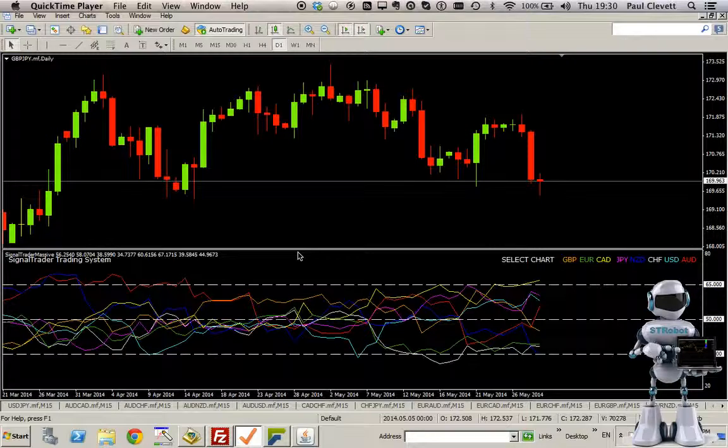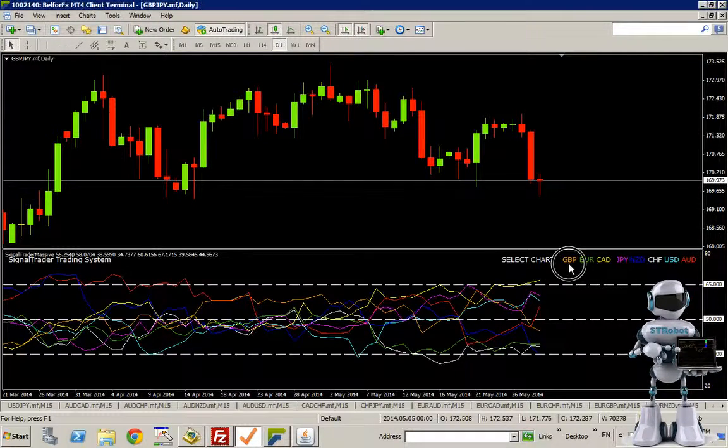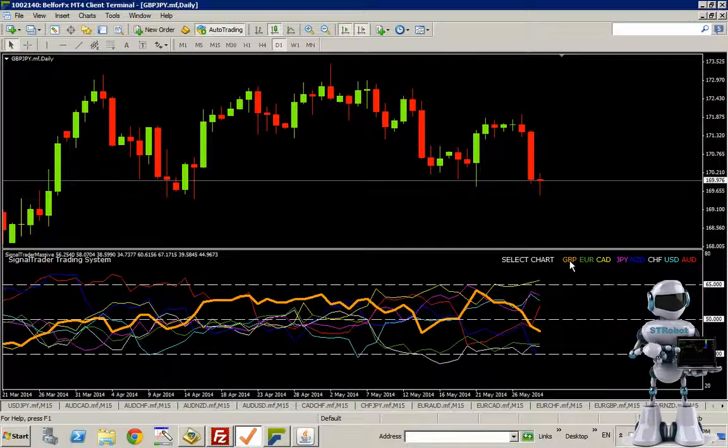And I'll start off with looking at this SignalTrader massive indicator. Basically it's made up of the normal chart, and it's normally on daily. I always keep it on daily because that's the most useful thing. And then we've got the currency strength meter going on here. Each of the major currencies is represented by a different colour. So if you click on GBP, you see it's highlighted. Click on Canadian dollar, it's highlighted, so you can see what's going on.